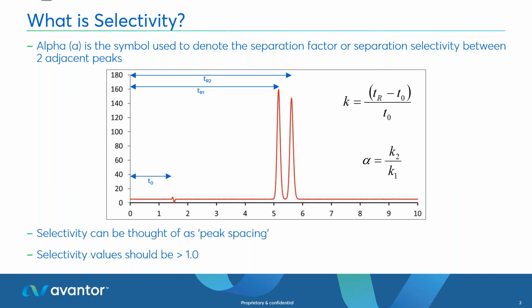Alpha is very important when we're talking about our method development. It's something we should really consider. It's not the only factor that's influencing resolution, though, and resolution is often what we're having to report in our methods.